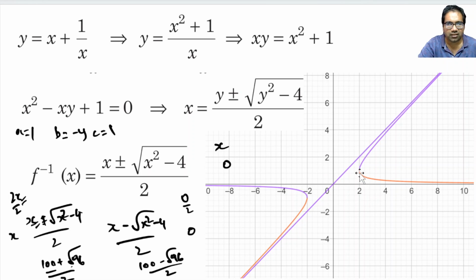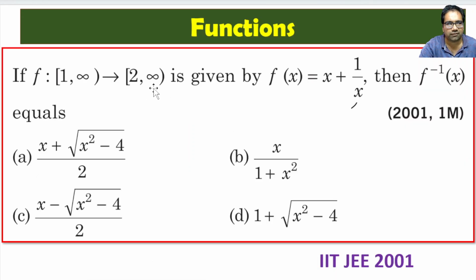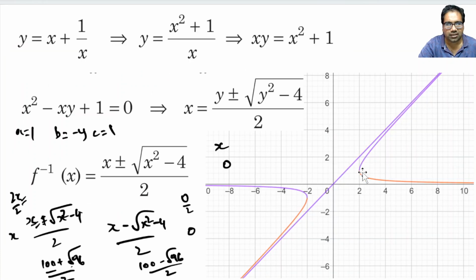Basically, this is the graph of x plus or minus under root x square minus 4. Forget about the negative part; we are concerned about the positive part. It starts from 2. So f inverse ideally should start from 2. The domain is 2 to infinity and range should be 1 to infinity. For both the violet one and the orange one, the domain starts from 2. For the plus case, the range is starting from 1 to infinity. Domain is starting from 2 to infinity, right?